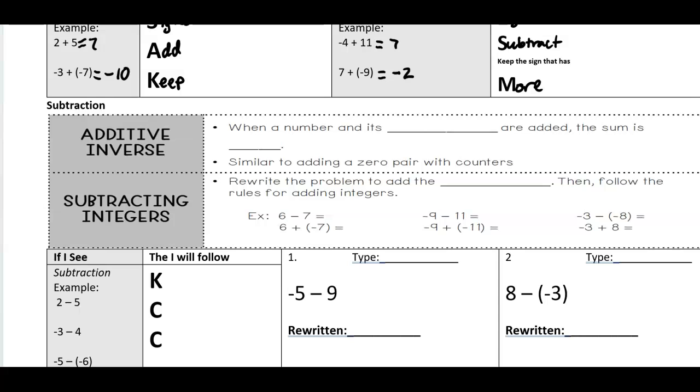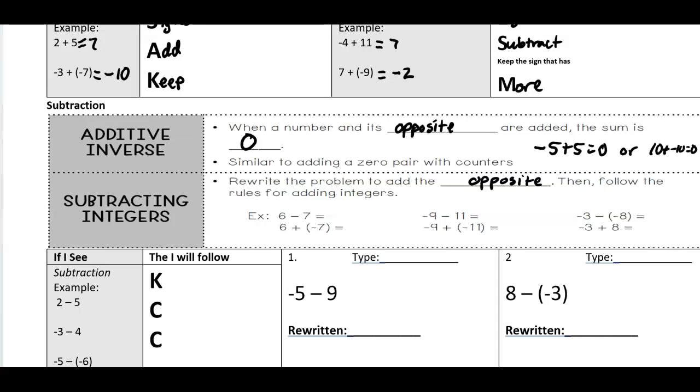Something true from yesterday: when a number and its opposite are added, we get a 0. That's called the additive inverse, right? So negative 5 plus 5 is 0, or 10 plus negative 10 is 0. When numbers are added and they're opposite, you get 0. For subtracting integers, what you're going to do is rewrite the problem to add the opposite. So this is very important. Subtracting is the same as adding the opposite.